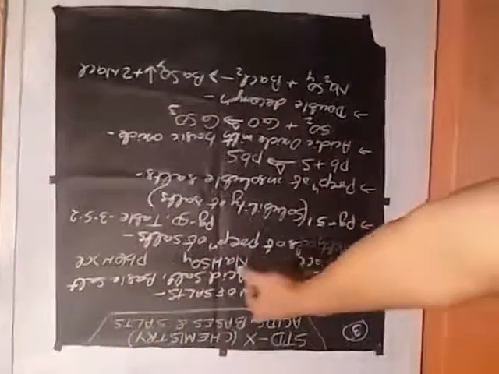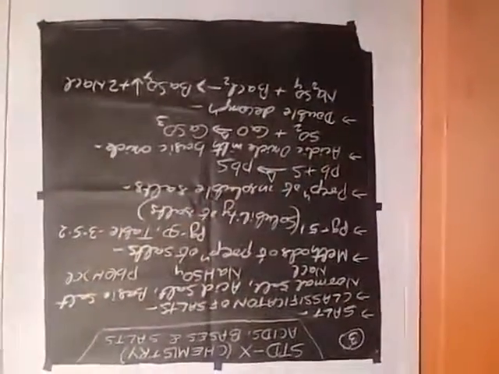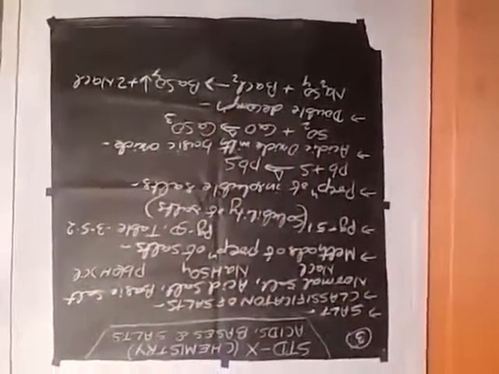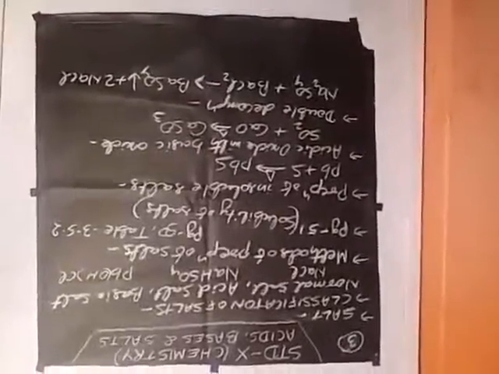Hello students, I am going to explain standard 10 chemistry, acids, bases and salts, part 3, that is salts. You know how salt is prepared: when acid reacts with a base, it forms salt and water.